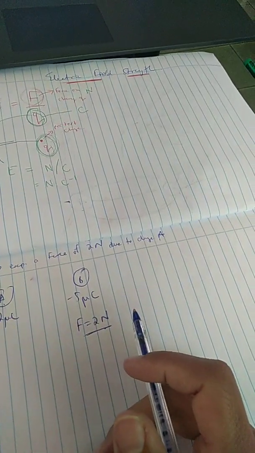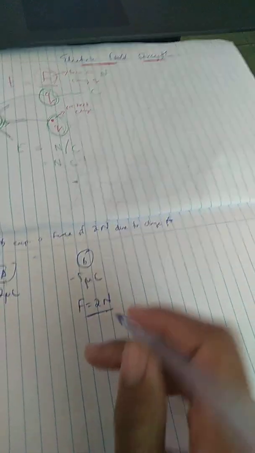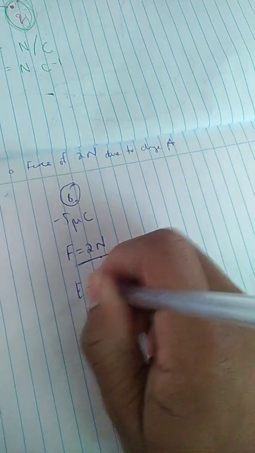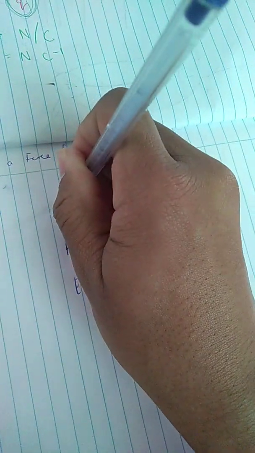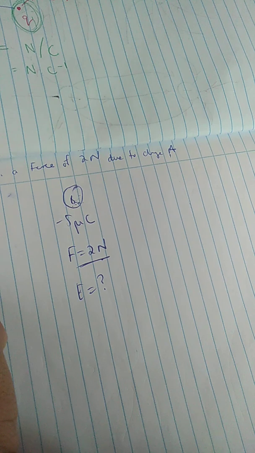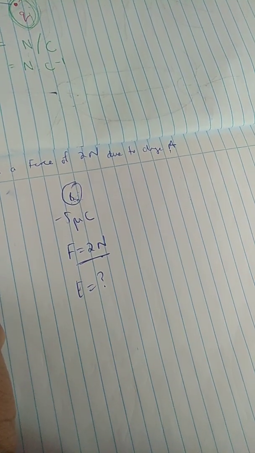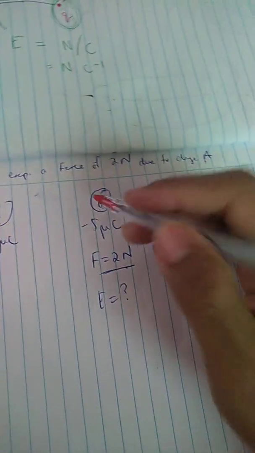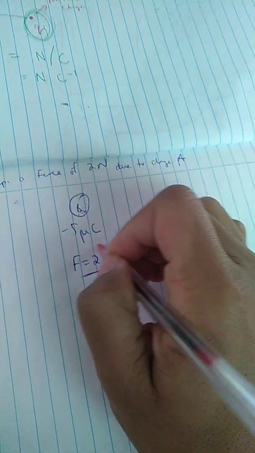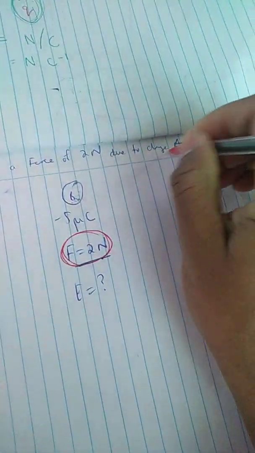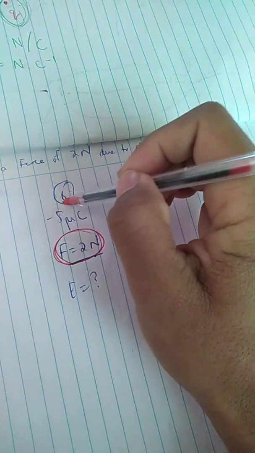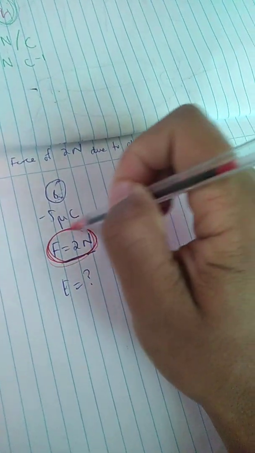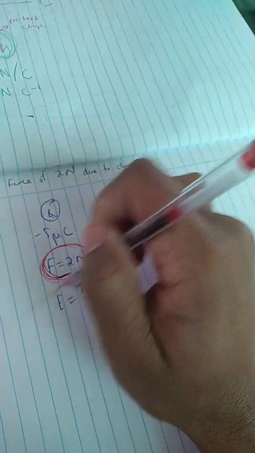Remember? Okay. Then they say determine the electric field strength at point B. So what is the electric field strength at B? Charge B experiences a force of 2 newtons due to charge A. So because of charge A, B experiences a force of 2 newtons. What is the electric field strength?